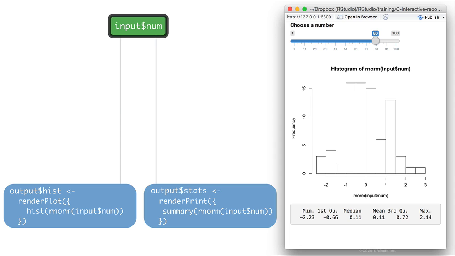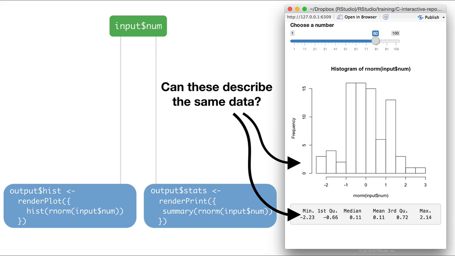and that updates that part of the app. Now, one thing about this arrangement is we're calling rnorm(input$num) twice, once for each object, which means each object is generating its own data set to describe. The histogram is describing one data set, and then the summary statistics at the bottom are describing a second data set. Now, that's not generally the sort of behavior we'd want in this sort of app. What we'd like to do is make sure that both output objects describe the same data set, which is something we could do.